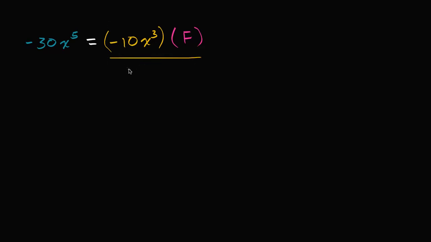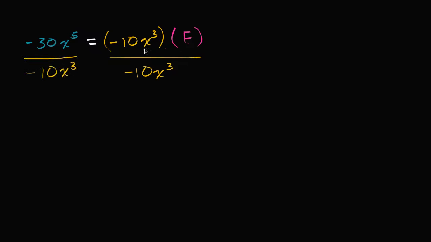So we might say, well, we want to divide this side by negative 10x to the third. But if we want the equality to be true, if we want the left side to stay being the same as the right side, whatever we do to the right side, we have to do to the left side as well. So we have to divide the left side by negative 10x to the third. And then what does that leave us with?